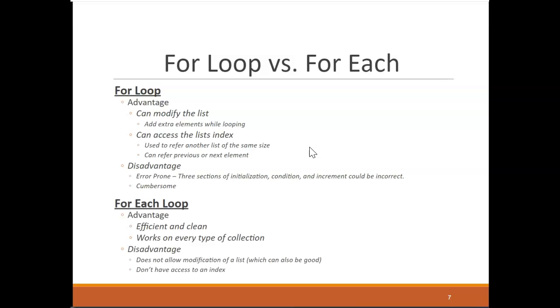So an advantage of for loops is you can modify the list. You can access the list's index. Sometimes it's really helpful to know actually where something occurs in the list. If we say, for every item at an even index, do this, you wouldn't be able to do that with a for each loop. But a disadvantage is they're error prone because there are a lot of sections for the iteration, its condition and increment, and it's just cumbersome. The for each loop's advantage is it's efficient and clean.